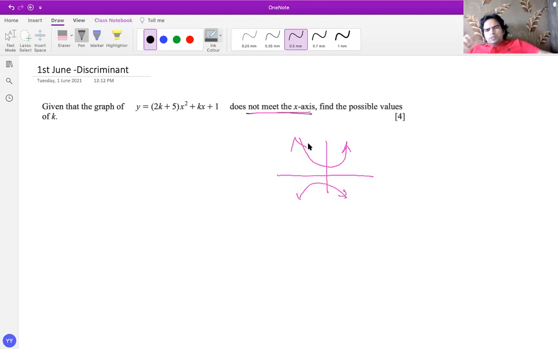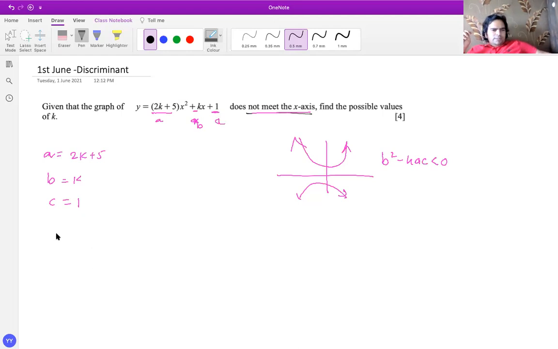Now, when you're solving for the discriminant in this case, it has to be less than 0. If the discriminant is less than 0, then only you'll be able to solve for how many points it is cutting the x-axis at. So what we do is we first find out the discriminant. So a is nothing but 2k plus 5, b is k, and c is 1. It's important that you collect the values very carefully. So a is this, b is k, and c is 1.